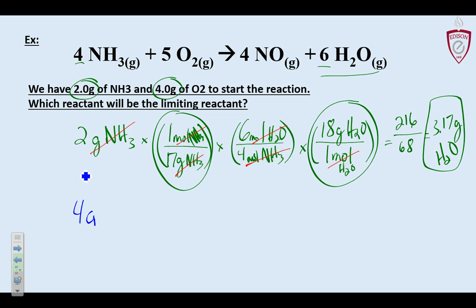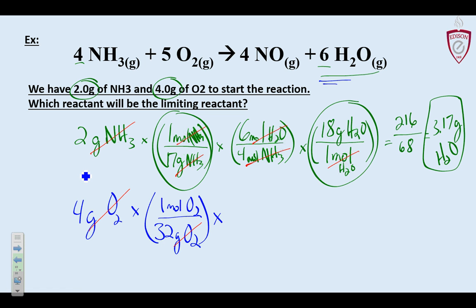Let me start with my 4 grams of O2 times 1 mole of O2 over 32 grams. Remember, oxygen is diatomic. Now I lose my grams of O2 and I'm in moles of O2. Now I have to get from moles of O2 to moles of H2O, so we use a different mole ratio, 5 to 6 in this case. I want moles of O2 on the bottom, so 5 moles O2 from my balanced chemical equation.